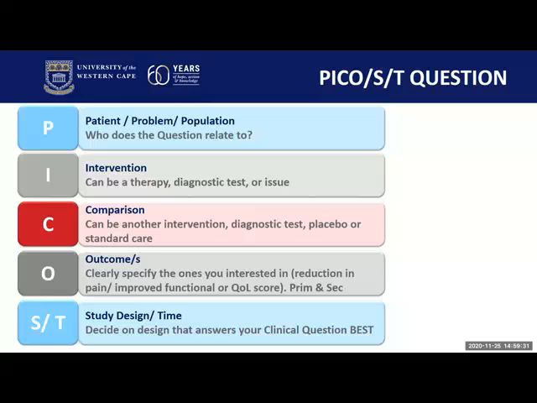The outcomes: here you must clearly specify what it is that you are interested in. Are you interested in improvement in quality of life? Are you interested in a change in function of a patient? Are you interested in reduction of pain? What is it that you want to know? So that's the outcomes. These outcomes can also be classified into primary outcomes and secondary outcomes.